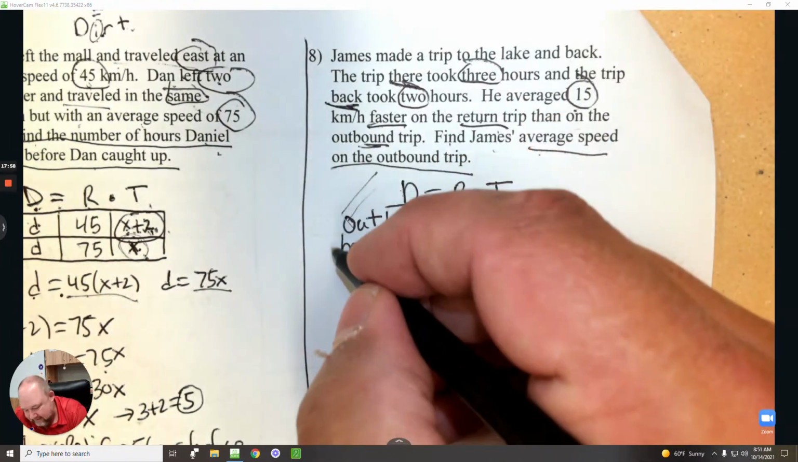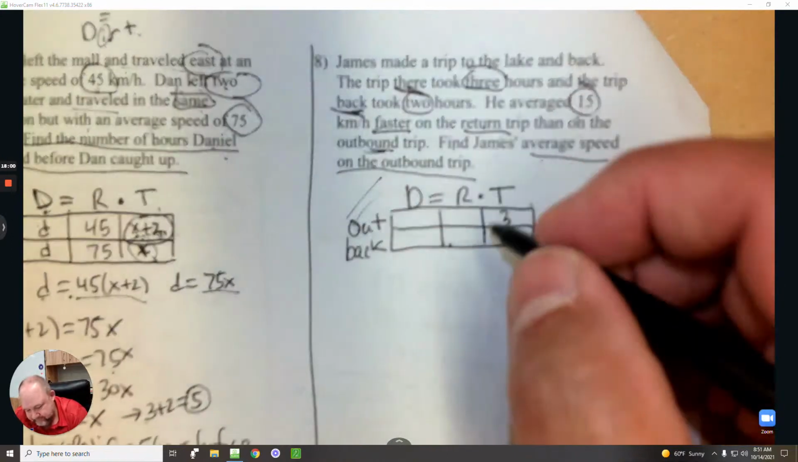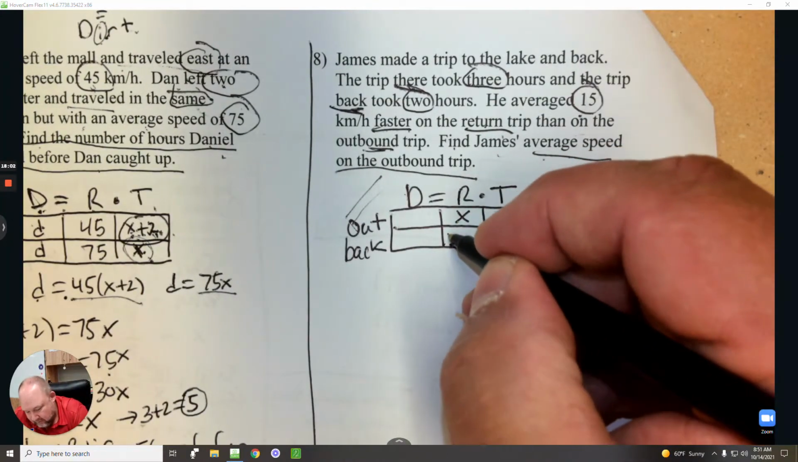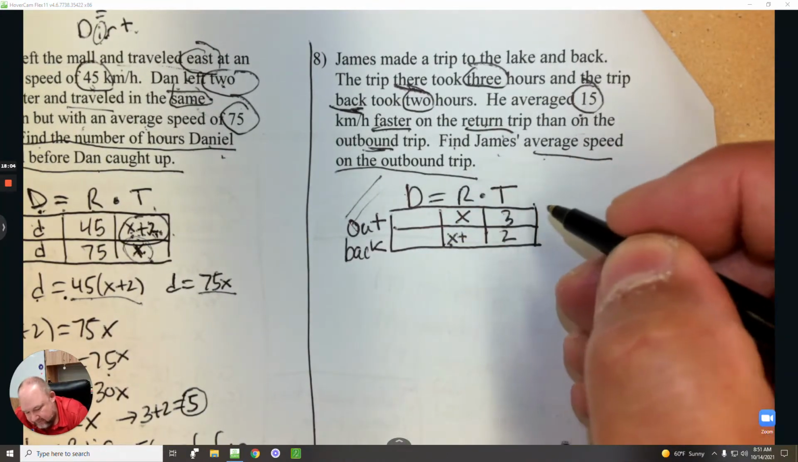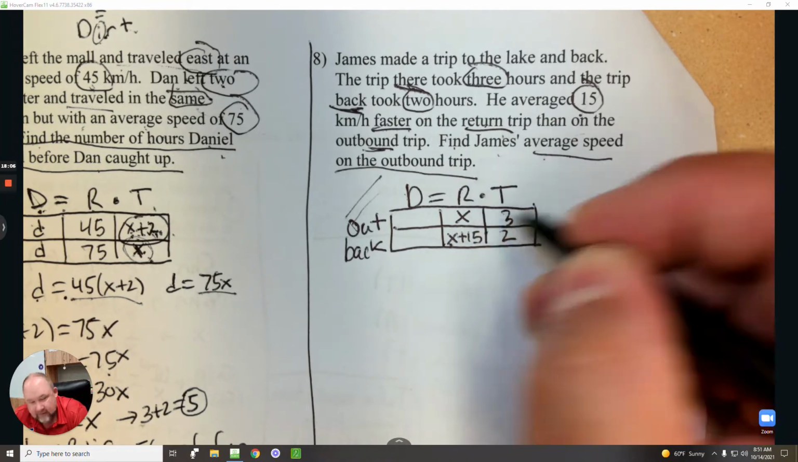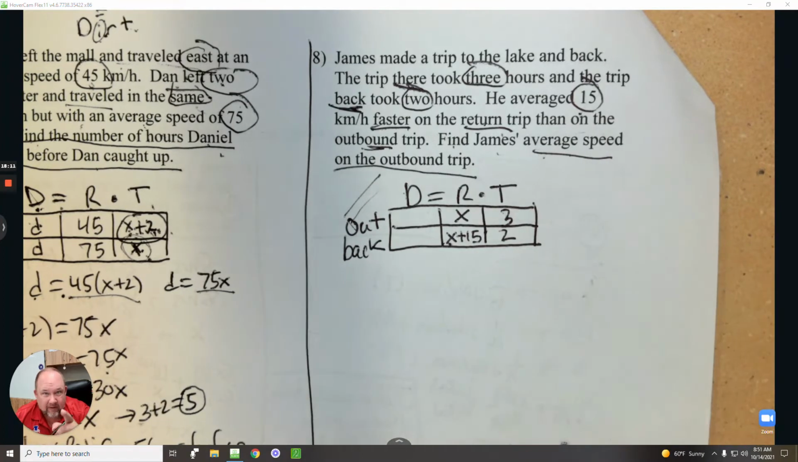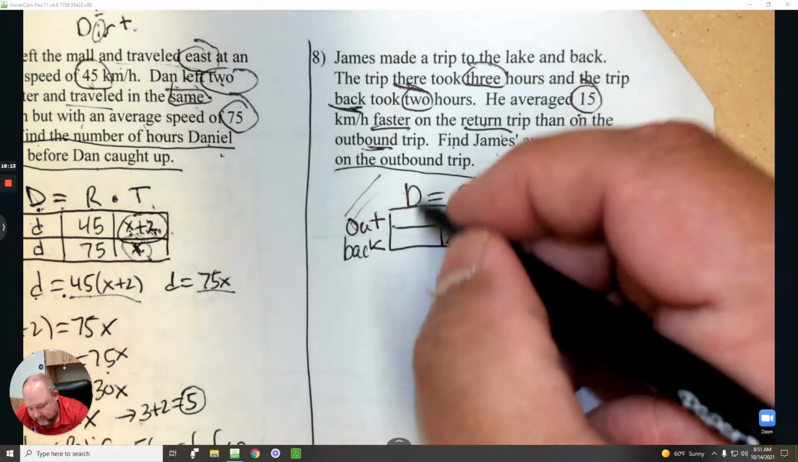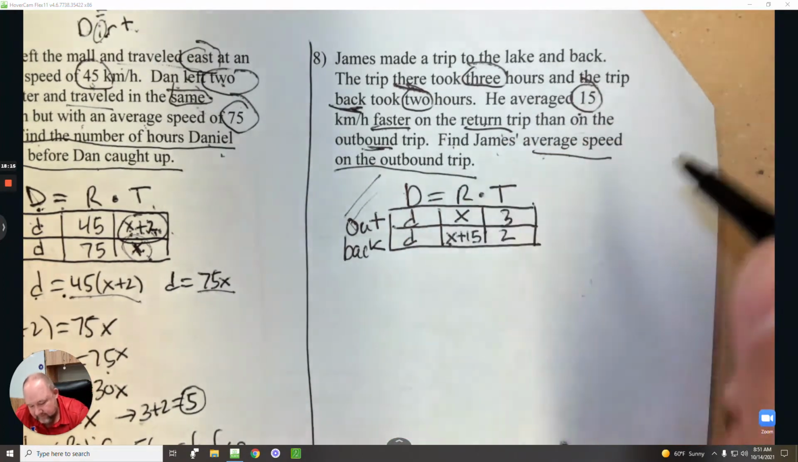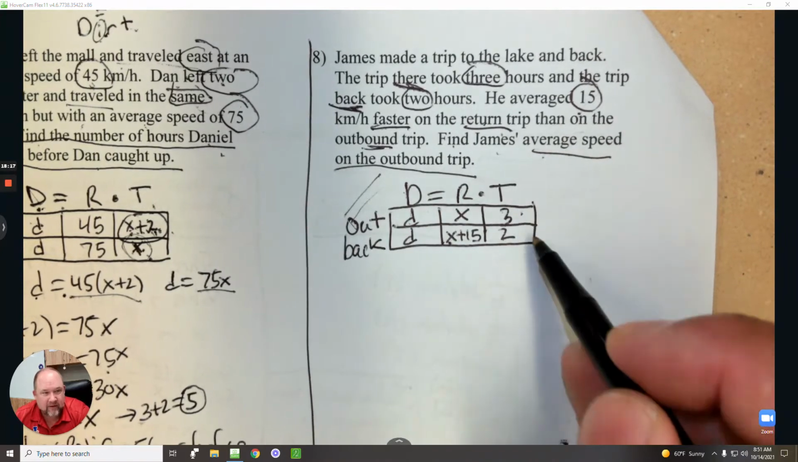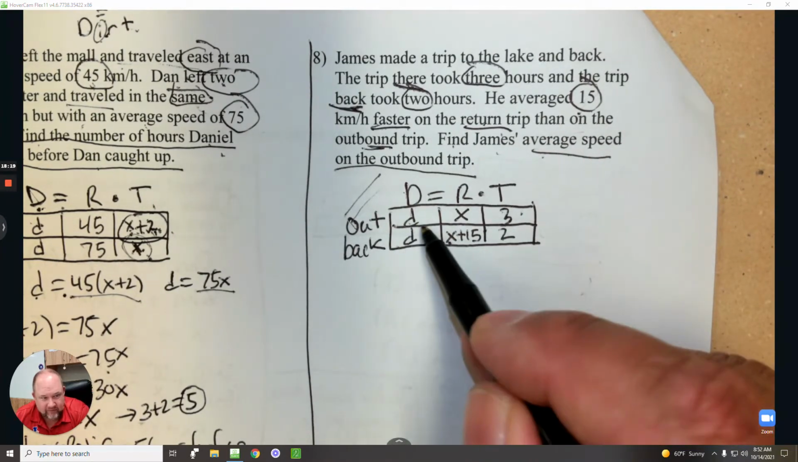He averaged 15 kilometers an hour faster on the return trip. So this back is really the return. So however fast he was going, he went 15 kilometers faster on the return trip. And then because you're going there and back, the distance is exactly the same. So the distance going to somewhere and then returning, the distance is the same.